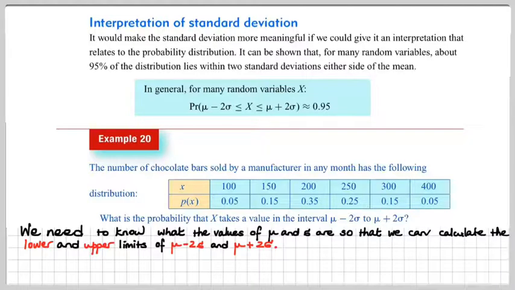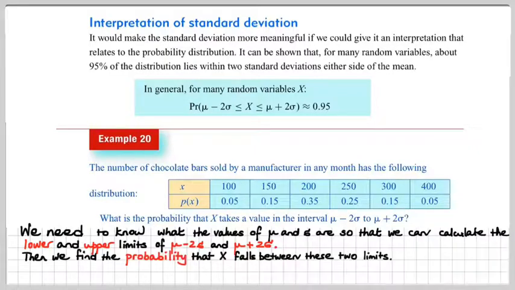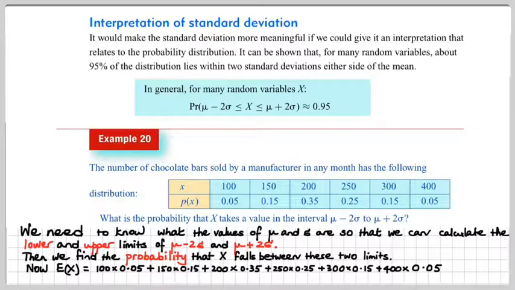Now, how do you work out mu? Come on, you know, don't you? Of course you do. It's the expected value of x, isn't it? So it's the sum of all the values of x times their probabilities. So there's the expected value of x. Now, what is it? It's 100 times 0.05 plus 150 times 0.15 plus and so on, plus 400 times 0.05. Now, that apparently comes to 225.